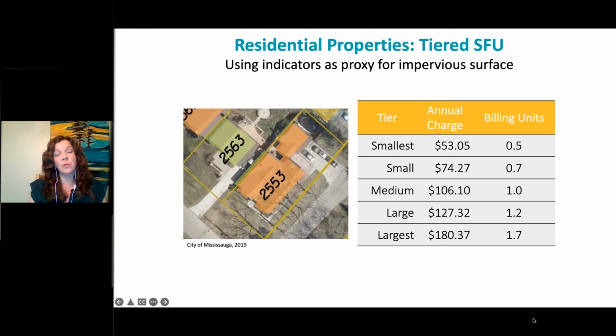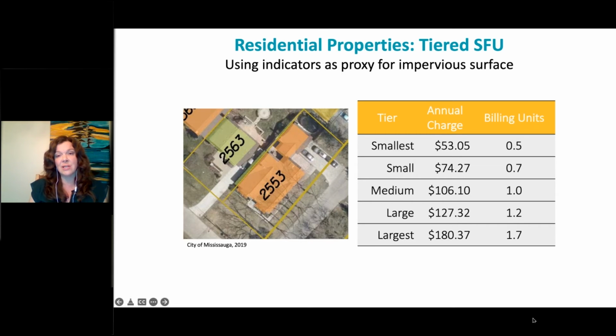And also roof area was something that the city already mapped. And so this helped us to be a bit more efficient, reduce some of the administration. So based on roof area, we determined the amount of billing units or SFUs of hard surface on a residential property. And residential properties were slotted into one of 5 tiers, ranging from the very smallest all the way to the very largest with the most roof area.